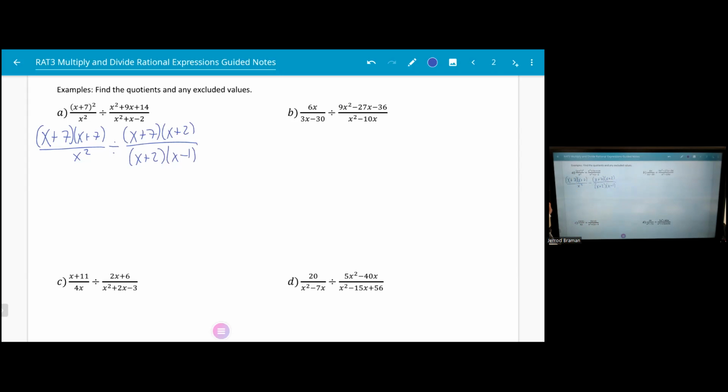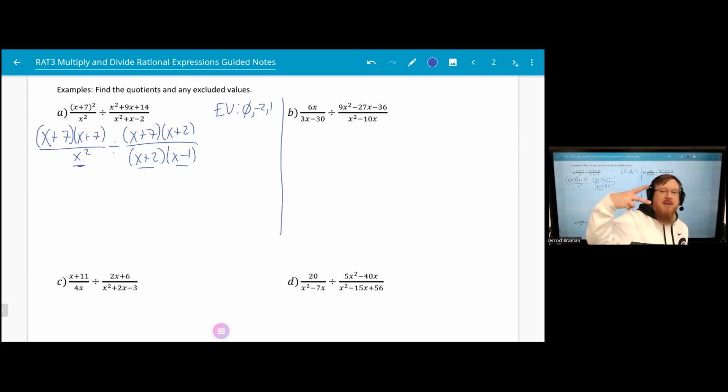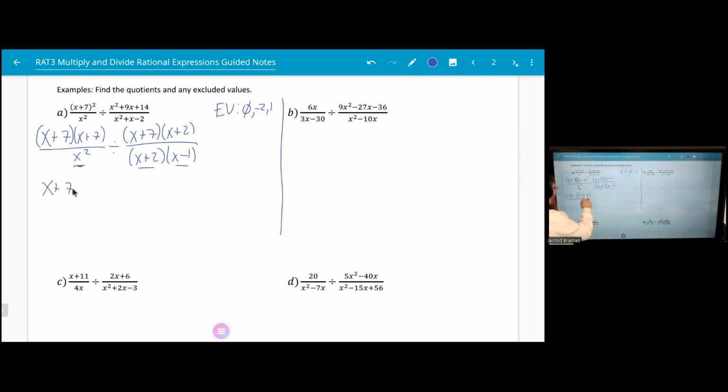Times x minus 1. All right, let's list out our excluded values that we have right now. Right now, I get 0 as an excluded value from there. From this denominator, I get -2 and 1. Okay. But like we just said, when you divide by a fraction, you actually multiply by the reciprocal. So let's take the reciprocal of the second one, x plus 7 times x plus 7, divided by x squared. And instead of dividing, we're going to multiply by x plus 2 times x minus 1, divided by x plus 7 times x plus 2.